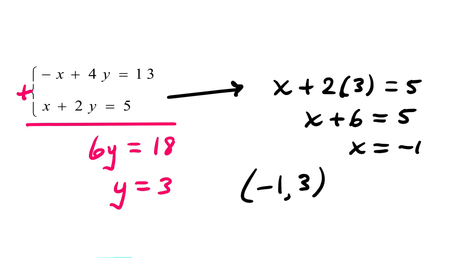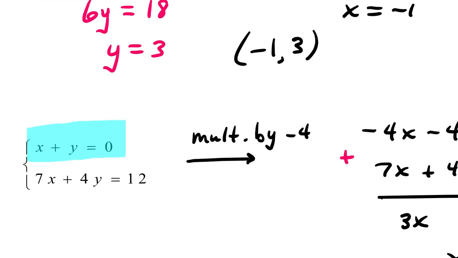Take either equation, replace the y with 3. I just randomly chose the bottom equation. x plus 6 equals 5, so x has to be negative 1. The intersection point of these two lines is negative 1, 3. Just remember x goes before y. Elimination is very useful if you happen to catch opposite signs in either pair of your variables.